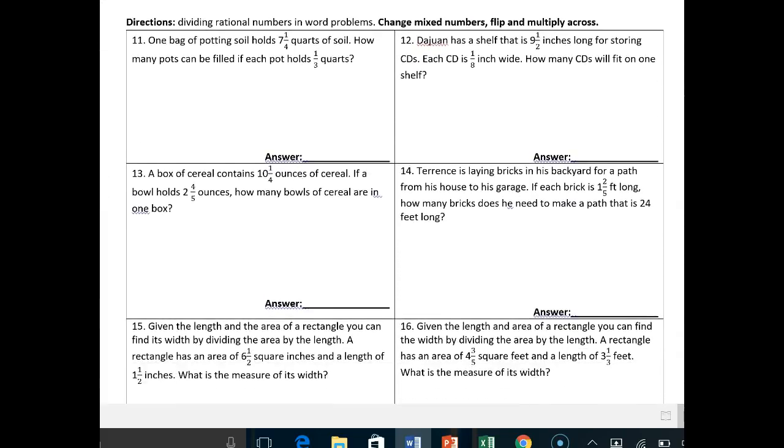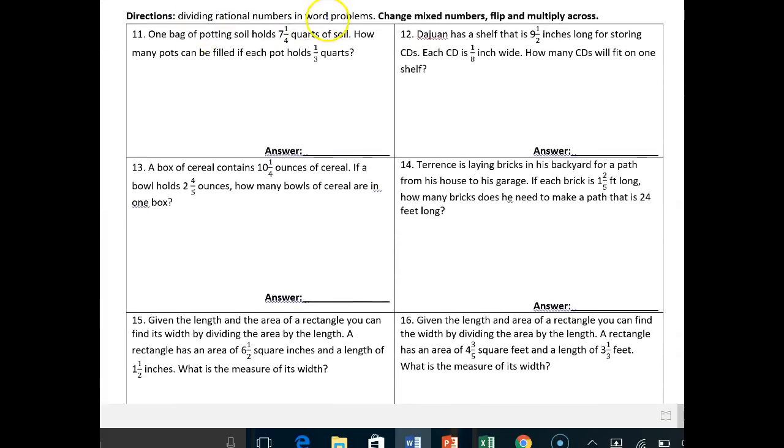Number 11, now we're on to division, dividing rational numbers in word problems. Change mixed numbers, flip, and then multiply across. Right? So 1 bag of potting soil holds 7 1/4 quarts of soil. How many pots can be filled if each, which is kind of a keyword there, holds 1/3? So we have 7 1/4 quarts of soil.